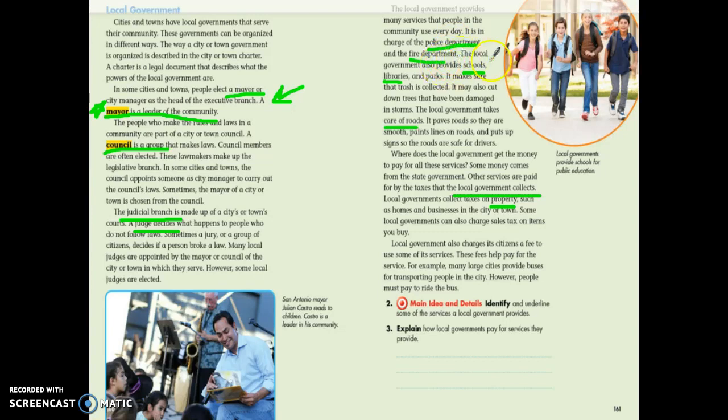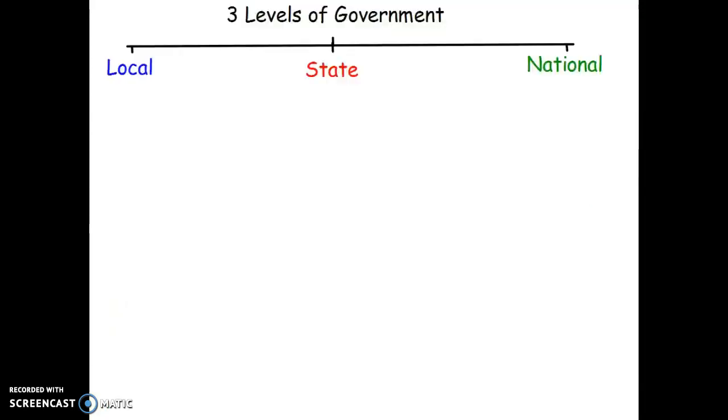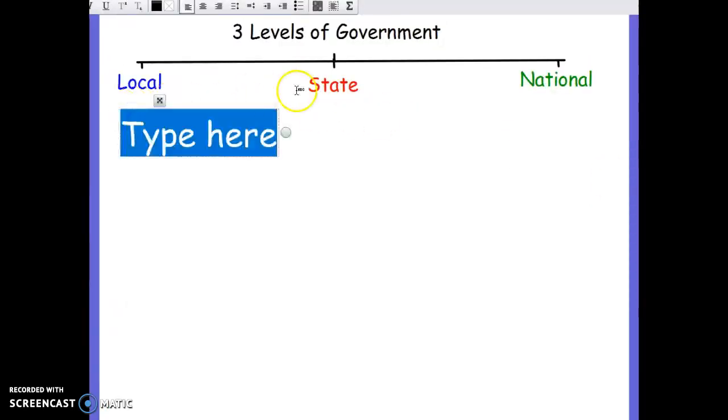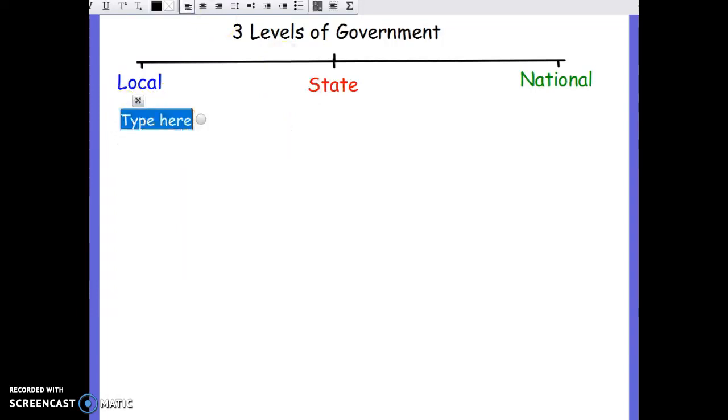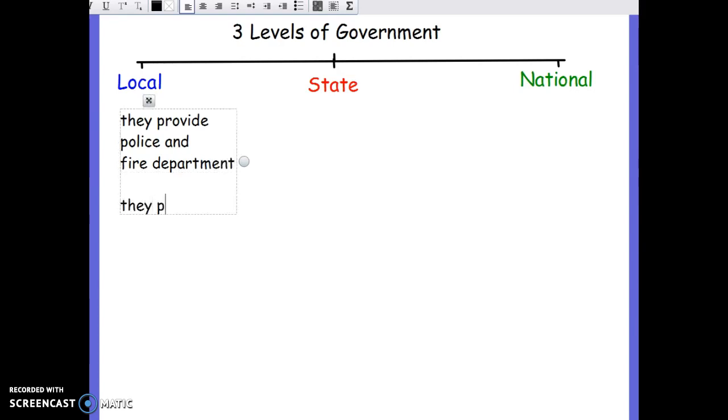It provides schools, libraries, and parks, and it takes care of local roads. That's 3 services our local government is responsible for, it takes care of. So they provide police and fire department. Okay. They provide schools to educate their citizens.